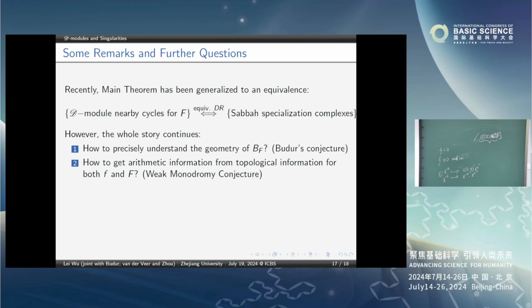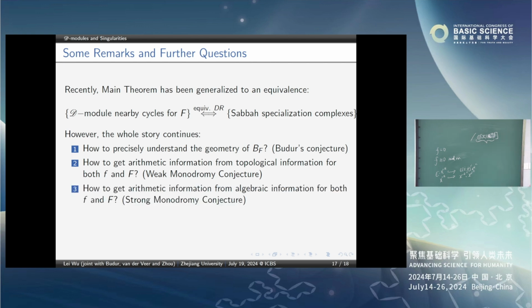And this is called the weak monodromy conductor. More generally, because of the Kashiwara–Malgrange result, or our main result here, we know this topological information and algebraic information could be equivalent. I mean, we know how they are related in some cases. So another question is how can we get the arithmetic information from algebraic information for both f and the capital F? This is called the strong monodromy conductor. And our main result implies that the strong one implies the weak one.